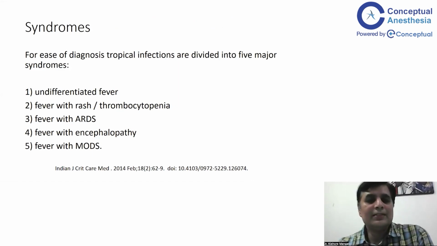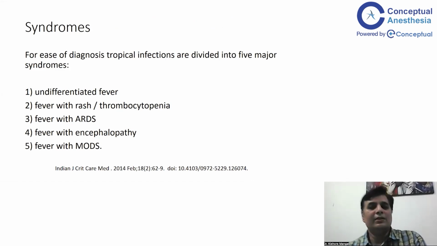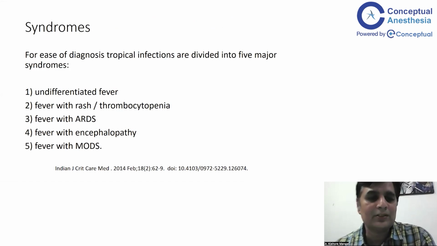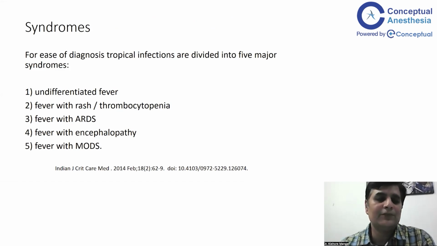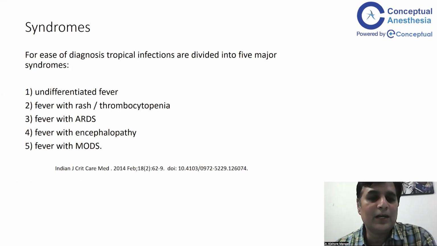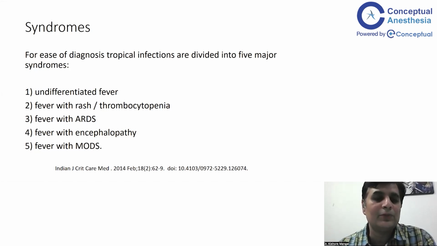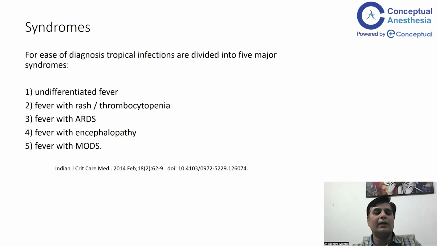So the ISCCM article, which is the guidelines for ease of diagnosis, divides tropical infections into 5 major syndromes. First is undifferentiated fever, that means fever with no other organ dysfunction. Then fever with rash and thrombocytopenia, fever with pulmonary disease, that is ARDS, fever with encephalopathy, that is a neurological problem, and then fever with MODS, or having liver and renal dysfunction or shock.